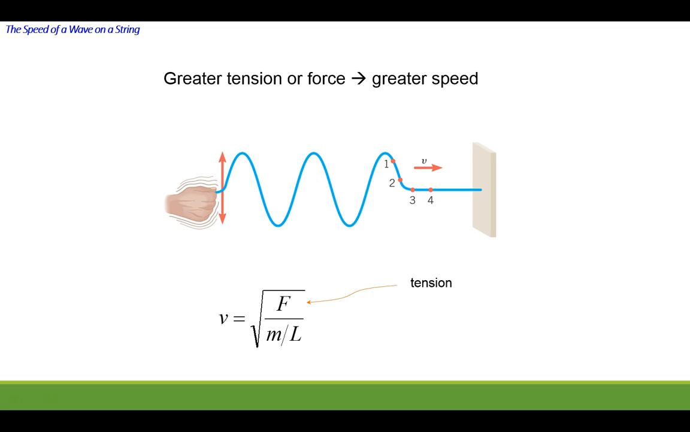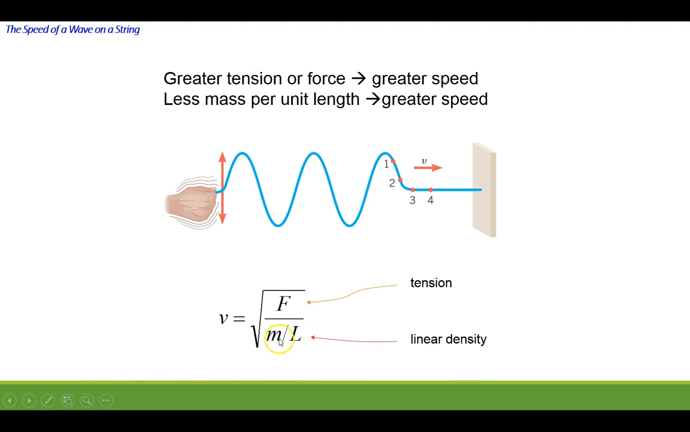The greater the tension, the greater the speed, and the less mass per unit length you have, the greater the speed. And that's also called linear density.